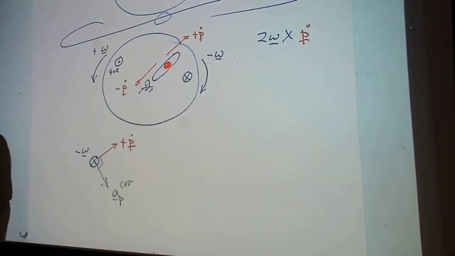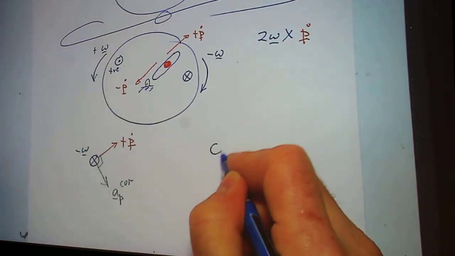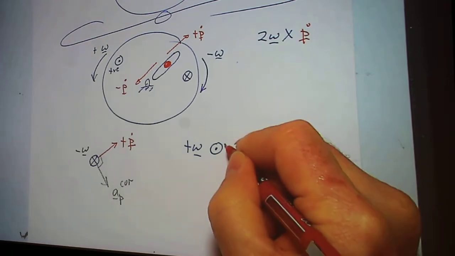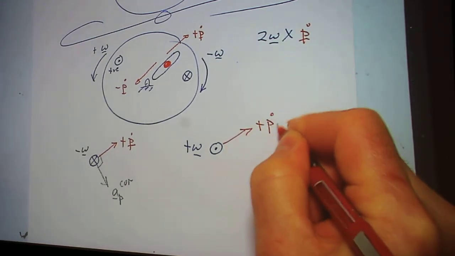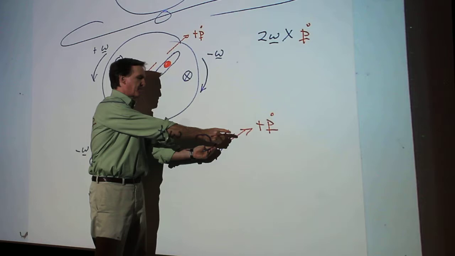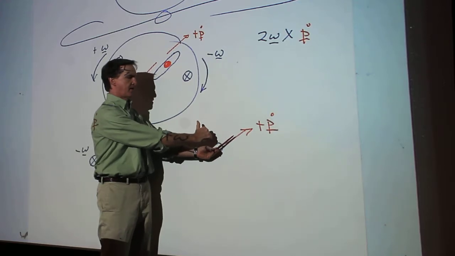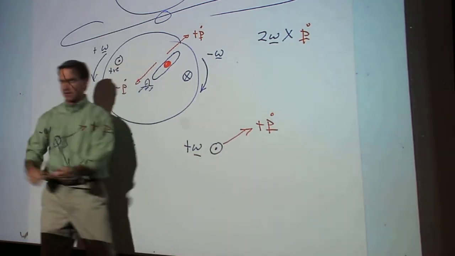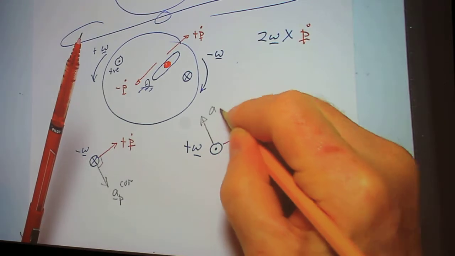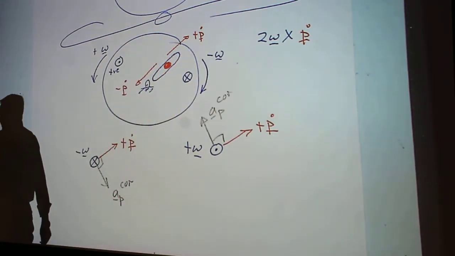All right? So if we go ahead and look at say the positive omega. So we got positive omega, and we have a positive P dot. So when I do this, now I got a positive omega, I got a positive P dot. Right-hand rule, when I cross this into here, now my thumb is sticking up. So this right here is the Coriolis when I have a positive P dot and a positive omega.